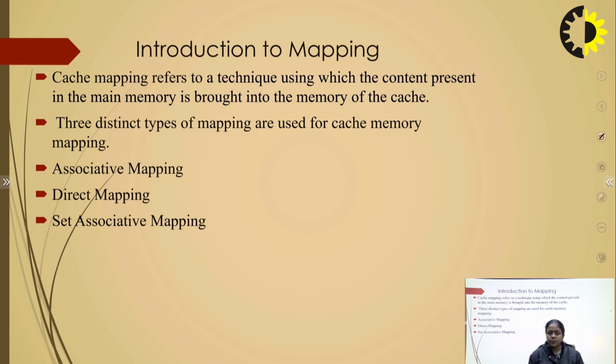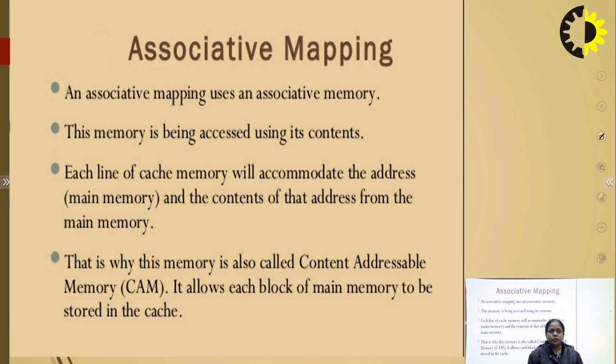We have 3 types of mapping scheme here: associative mapping, direct mapping, and set associative mapping. All these techniques have their advantages and disadvantages. Firstly we will start with associative mapping. Associative mapping uses associative memory. So what is the meaning of associative memory? Associative memory is a memory which works on matching logic. Match logic requires some hardware, and we need more hardware in this associative memory.